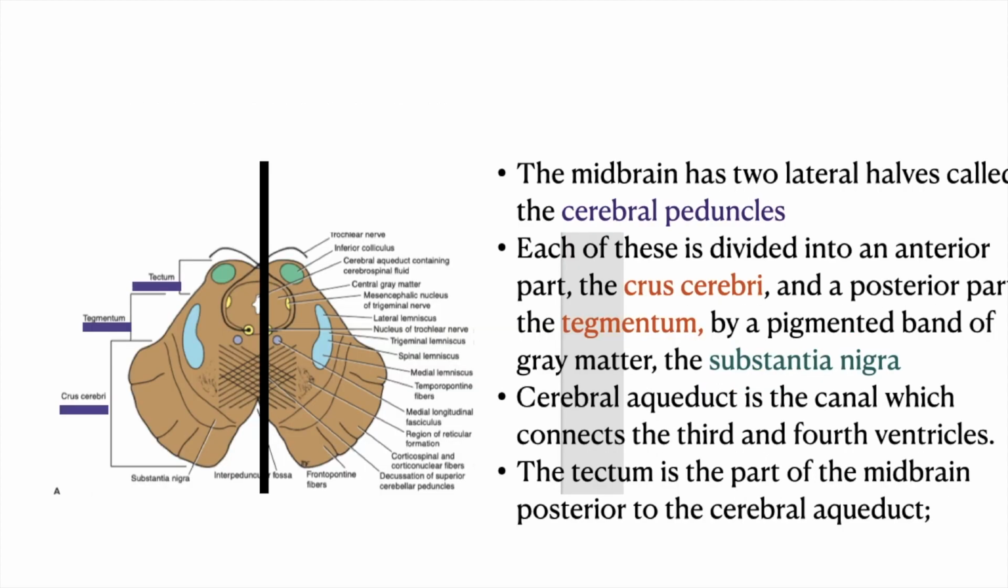The midbrain has 2 lateral halves called the cerebral peduncles. Each of these is divided into an anterior part called the crus cerebri and the posterior part, which is called the tegmentum, by a pigmented band of gray matter called the substantia nigra. The cerebral aqueduct is the canal which connects the 3rd and the 4th ventricles. The tectum is the part of the midbrain posterior to the cerebral aqueduct.